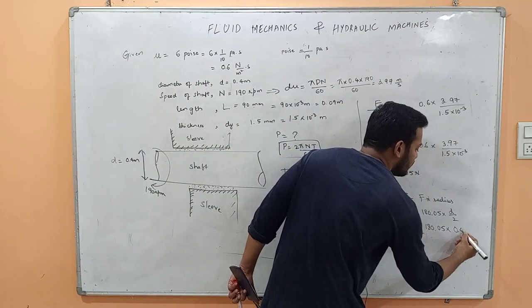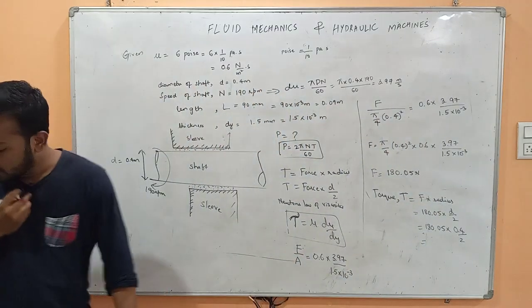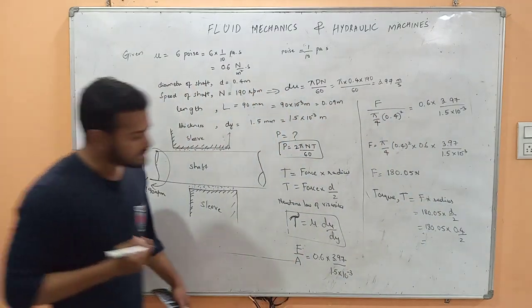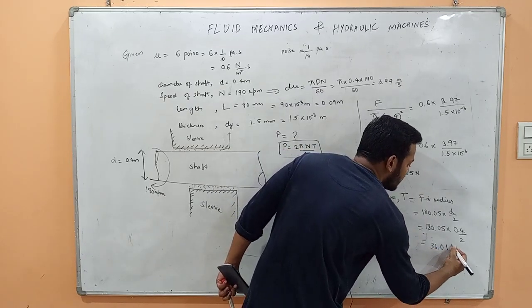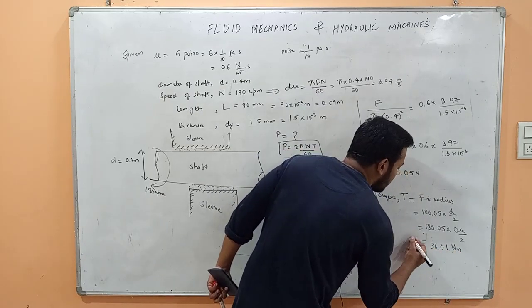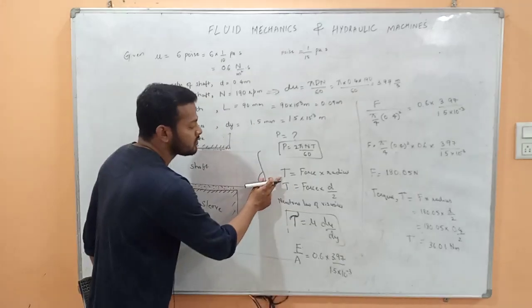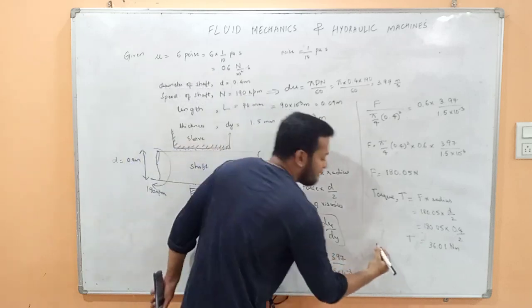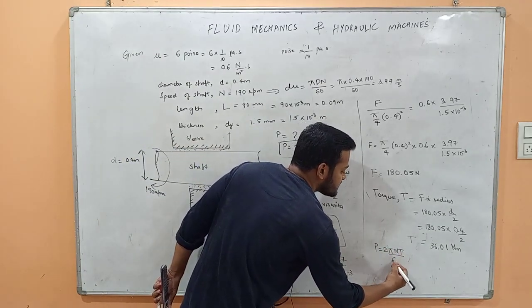So 0.4 by 2. You will get the value of torque, and it's coming out to be 36.01 Newton meter, which is the unit of torque. Once you find out the value of torque, you can substitute torque in power. Power is equals to 2 pi nT by 60.